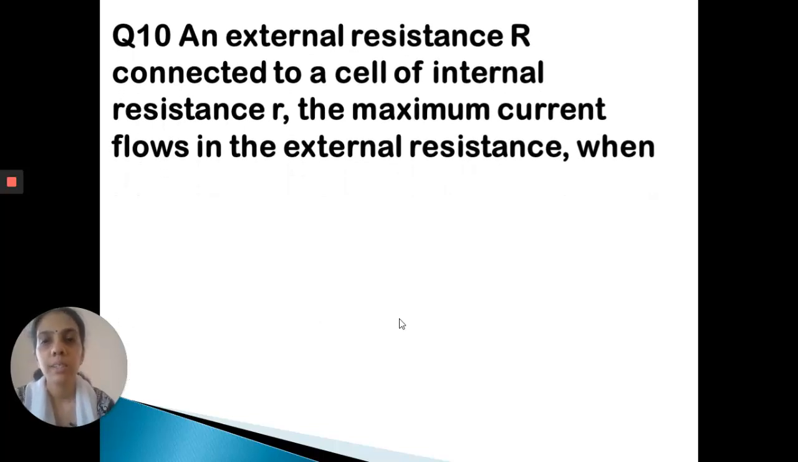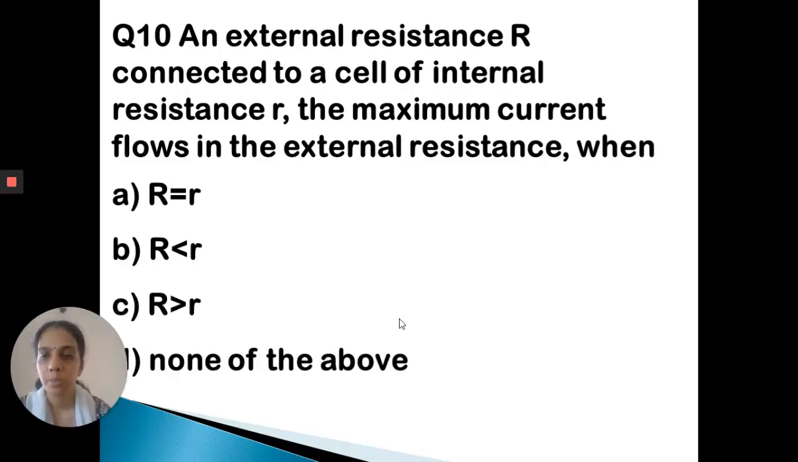Tenth and the last question: an external resistance capital R is connected to a cell of internal resistance small r. The maximum current flows in the external resistance when capital R equals small r, capital R less than small r, capital R greater than small r, none of the above.